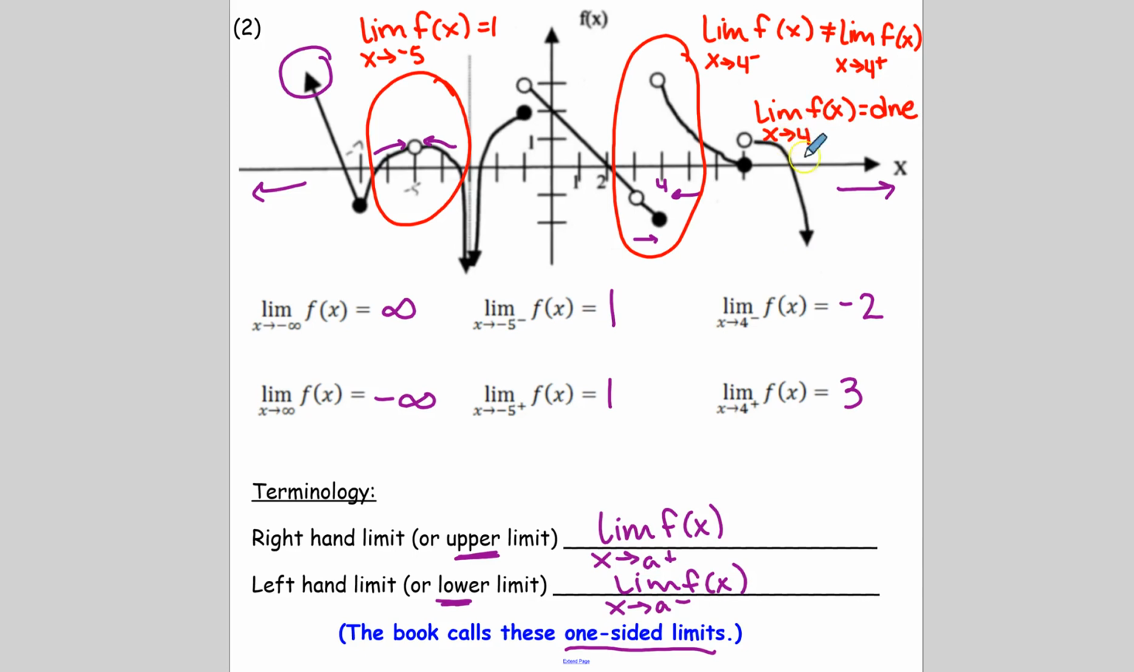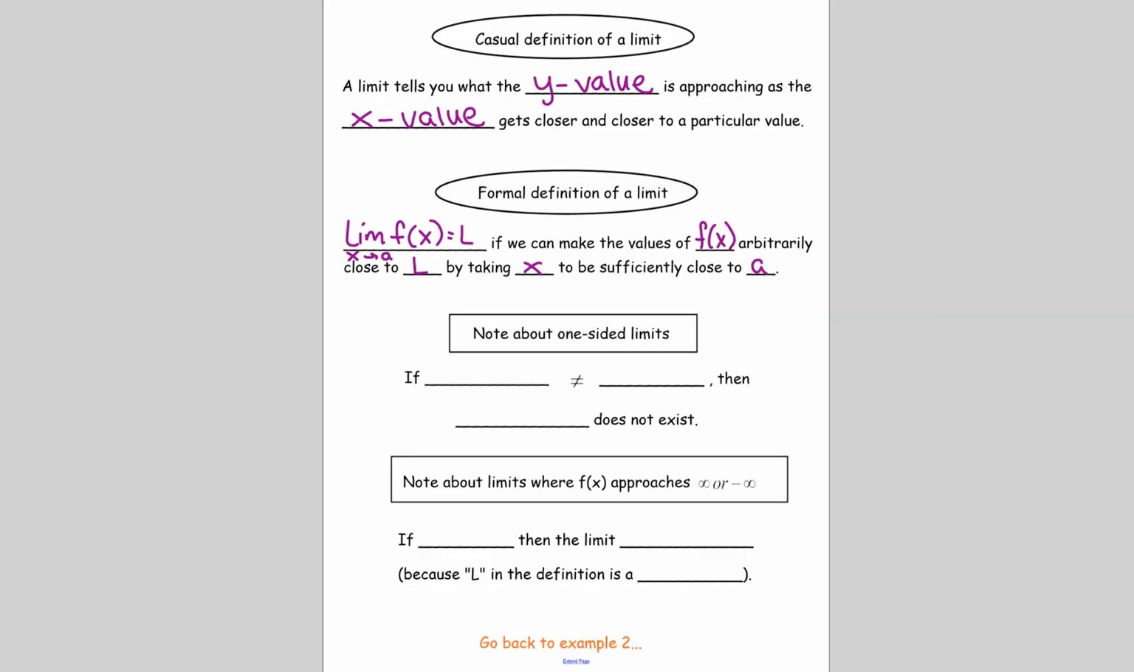If you don't see a left-hand or a right-hand symbol, it just means from both sides. And if they're different on each side, then the limit does not exist. So if the limit of f of x as x approaches a from the left is not equal to the limit of f of x as x approaches a from the right, then the limit of f of x as x approaches a does not exist.